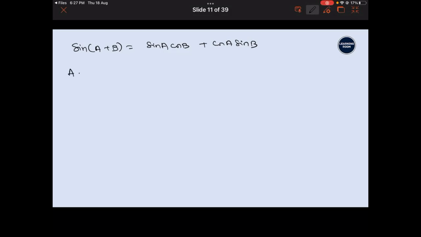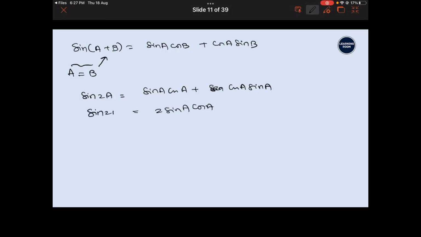So what you can do is, if a is equal to b, then you will substitute it here. Then it becomes sin 2a is equal to sin a cos a plus cos a sin a. So what is it? 2 times sin a cos a. Are you able to understand? So that is why in the range formula, 2 sin theta cos theta, I replaced it with sin 2 theta. See, it's very simple.